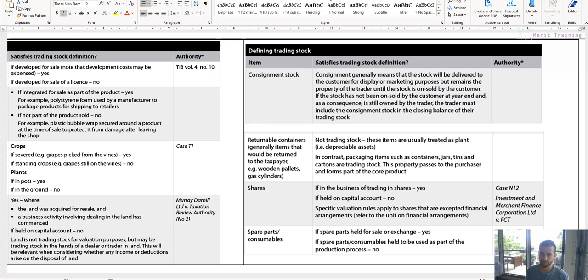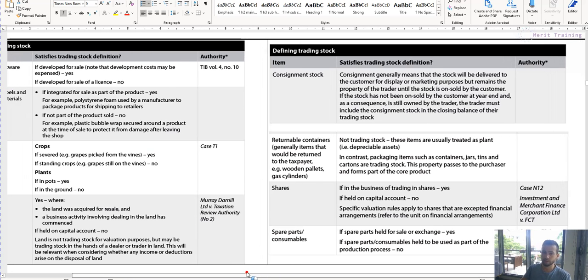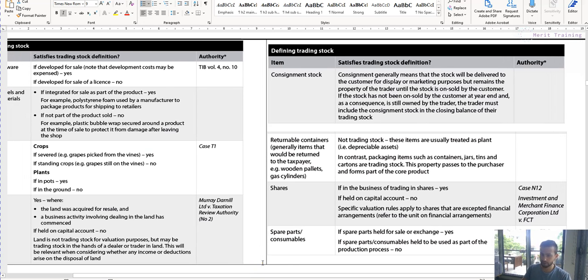Next is returnable containers. So generally items that would be returned to the taxpayer, like wooden pallets, gas cylinders, etc. So it's not trading stock, as these items are usually treated as plant, i.e. depreciable assets. This is in contrast to packaging items such as containers, jars, tins, and cartons, which are trading stock, where they pass to the purchaser, if you remember from over here. So if you're selling peanut butter, the jar which comes with the peanut butter is transferred to the customer at sale, therefore that's trading stock.